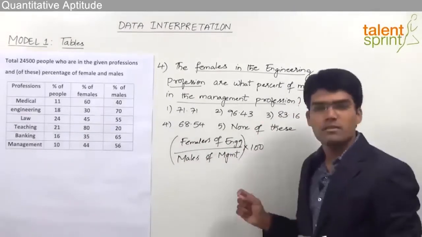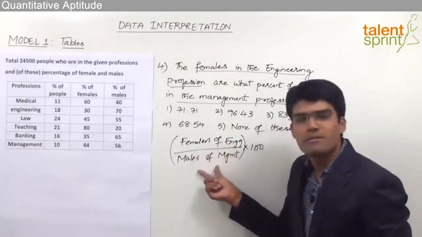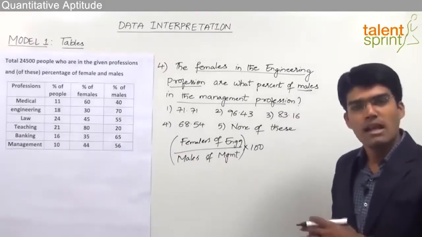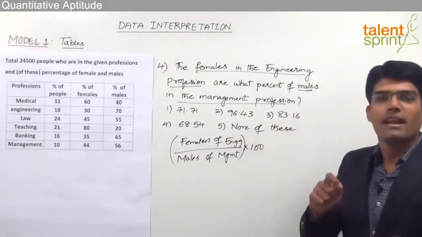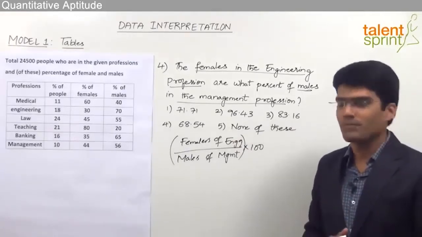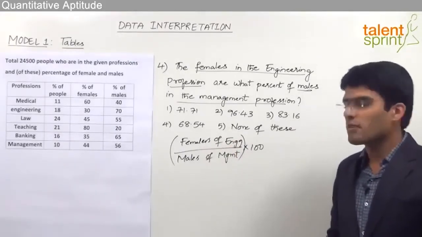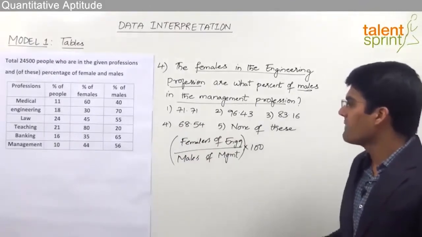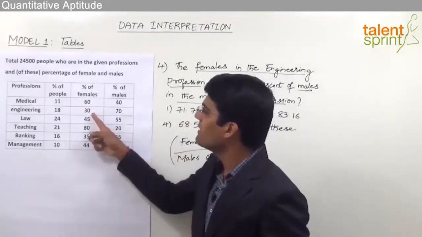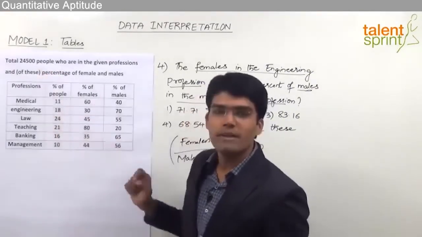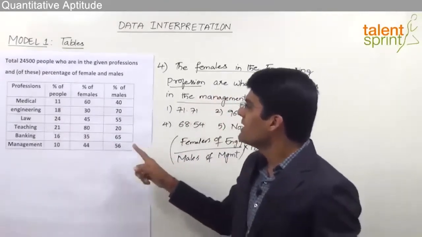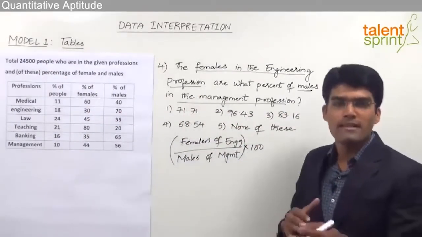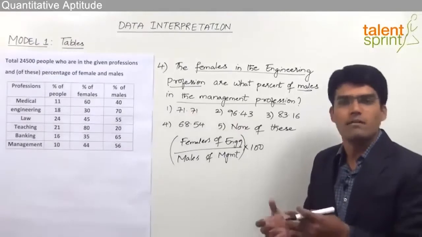Remember friends, when you are solving this question in the exam, there is no point in writing females of engineering by males of management into 100. Here I am writing this only so that we can understand the calculation. Otherwise, you directly need to put the numbers there, do the calculation, mark the answer, and go to the next one. So the answer here should be females of engineering profession by males of management profession multiplied with 100. Now by the table, we know that females in engineering is 30% of 18% of 24,500, and males in management is 56% of 10% of 24,500. And we have already discussed that whatever is common in the numerator and denominator will anyway get cancelled.